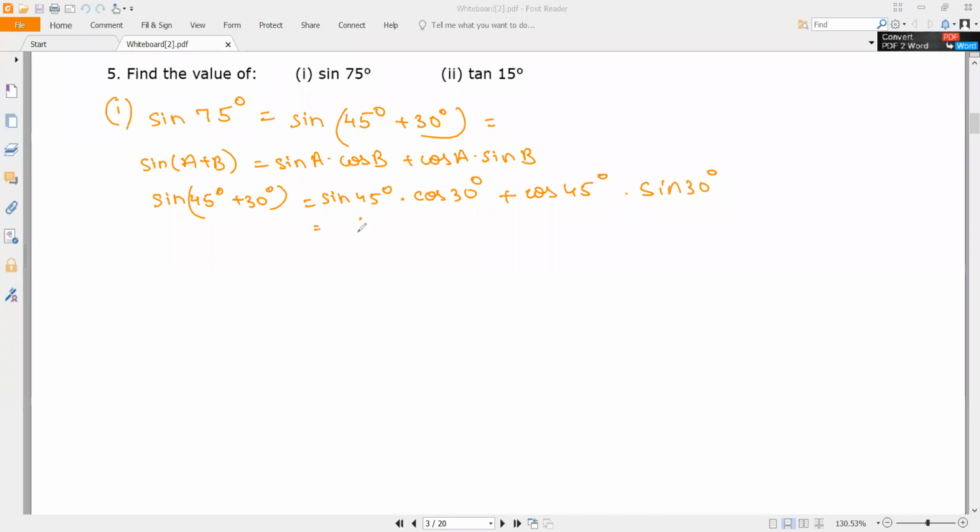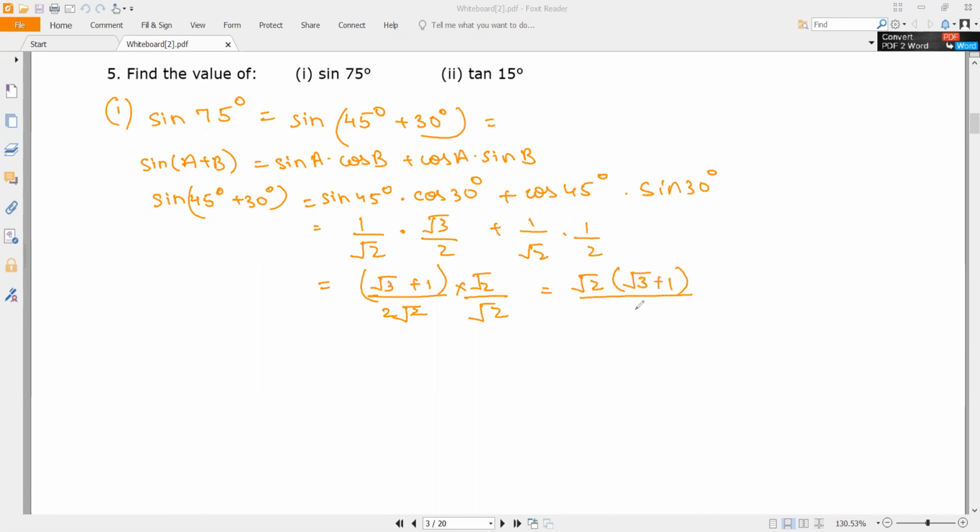This is equal to 1 upon root 2 multiplied by root 3 upon 2 plus 1 upon root 2 multiplied by 1 by 2. This is 2 root 2 in the denominator, common in both terms. So root 3 plus 1 upon 2 root 2. We do not want root in the denominator, so we will rationalize multiplying by root 2 and dividing by root 2. We will get root 2 into root 3 plus 1 whole upon, this will be 4.